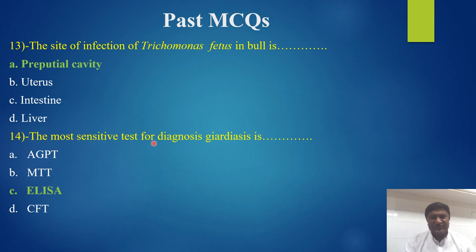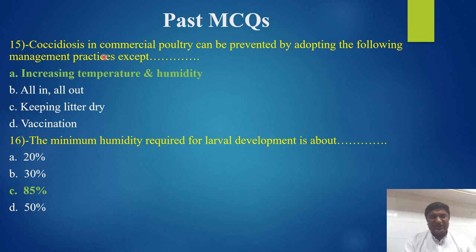The most sensitive test for diagnosis of giardiosis is dash: AGPT, MTT, ELISA, CFT. So the ELISA is the best answer. Next is coccidiosis in commercial poultry can be prevented by adopting the following management practices except that increase the temperature and humidity, all in all out, keeping litters dry, and vaccination. So the best answer is increasing temperature and humidity. Next one is that the minimum humidity required for larval development is about dash: 20%, 30%, 85%, 50%. So the 85% is the best answer.